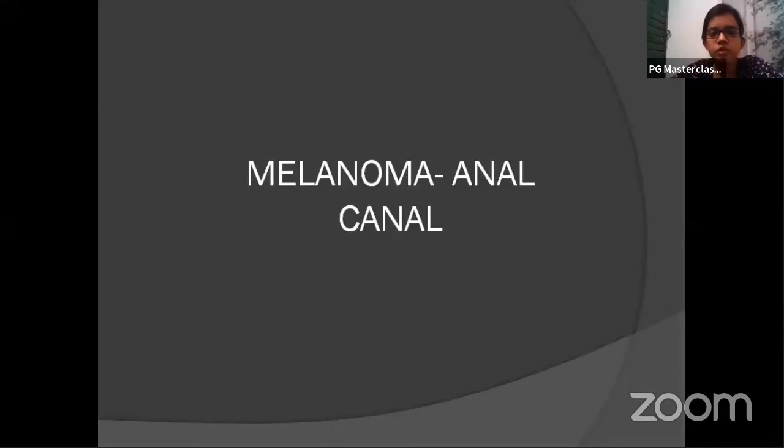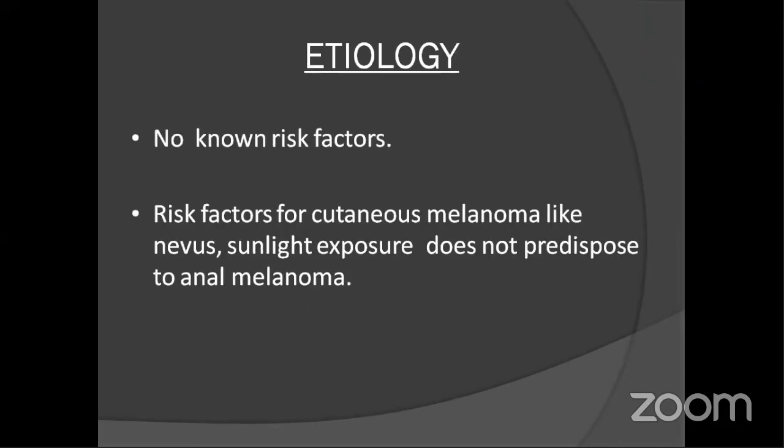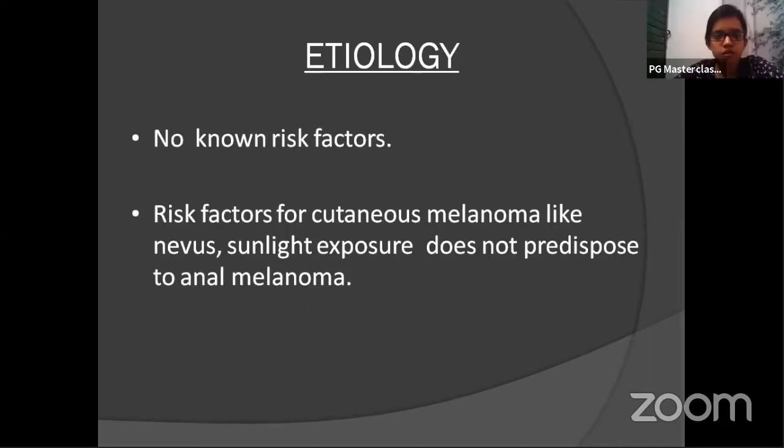Now a few slides about melanoma of the anal canal. Anal melanoma consists of about 0.5 to 2% of all the anal malignancies, but it constitutes less than 2% of all the melanomas. It is the third most common melanoma after cutaneous and ocular variety, and the most common site for primary gastrointestinal melanoma is the anal canal. There are no known risk factors. The risk factors for cutaneous melanoma, like the nevus and sunlight exposure, do not predispose to anal melanoma.